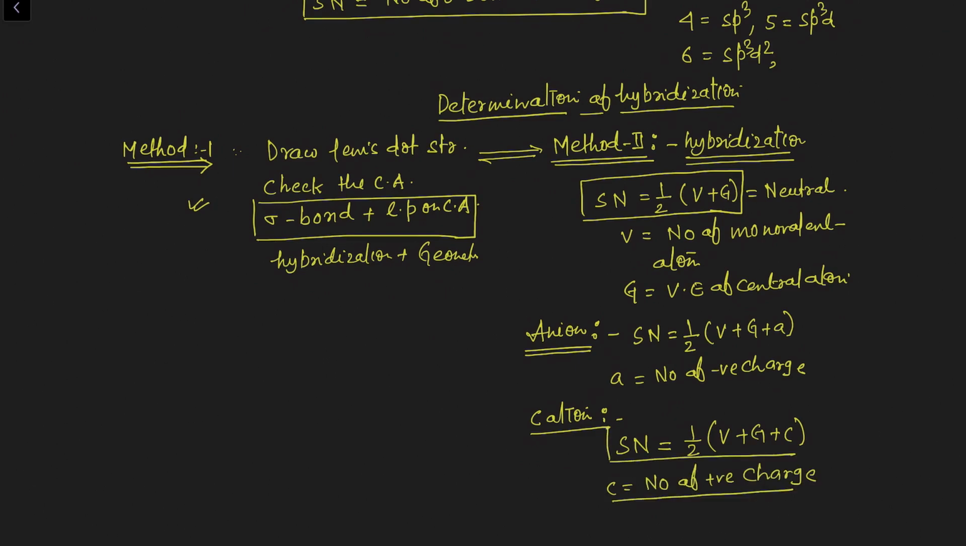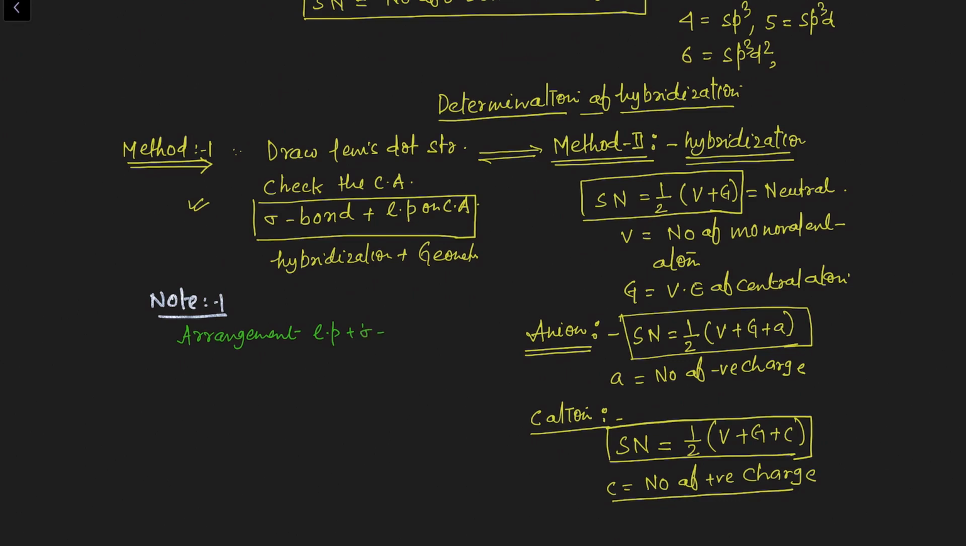If you know how to use this formula for the determination of the geometry and hybridization of a molecule or species, then you are going to revise the valence shell electron pair repulsion theory, VBT and hybridization together. But before going ahead, we must know some important notes. Note number 1: first, you must know that the arrangement of lone pair plus sigma bond will give you an idea about the structure of the molecule.